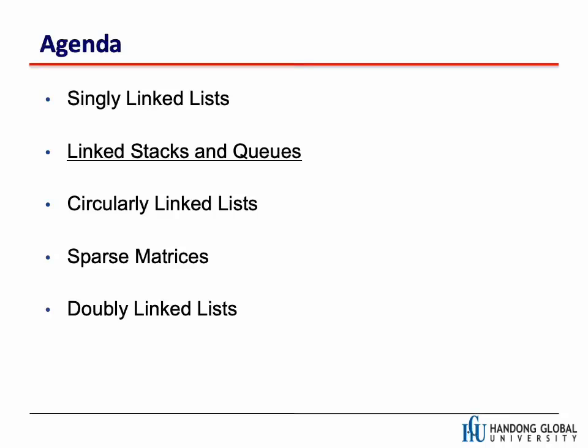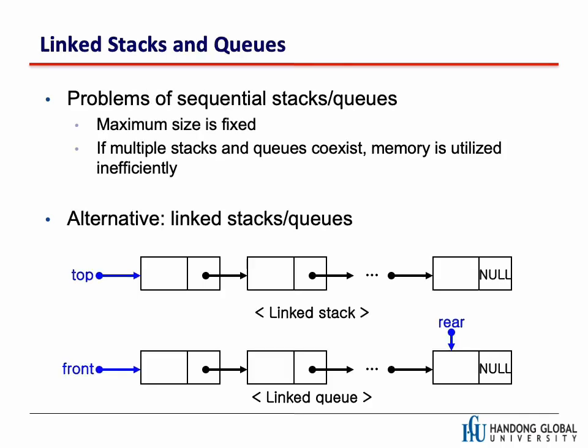In this subsection, we will talk about linked stacks and queues, which means we will implement stacks and queues with a linked list. In the previous lectures about stacks and queues, we used an array. So we could allocate memory space statically or dynamically, but it was an array, right? But in this section, we'll use a linked list. As I said, we could implement stacks and queues with an array, which is a sequential stack or sequential queue.